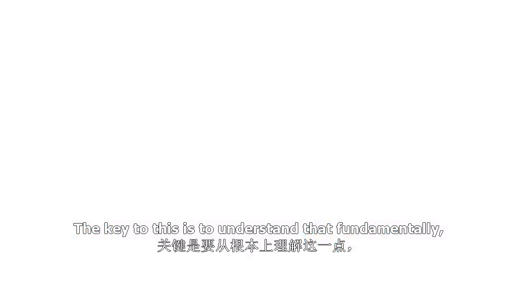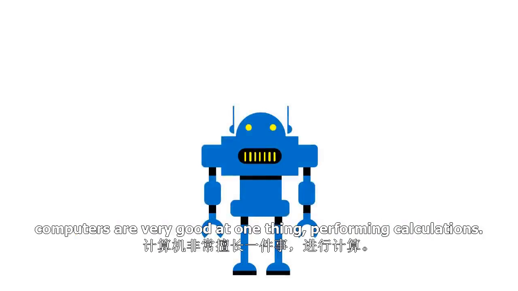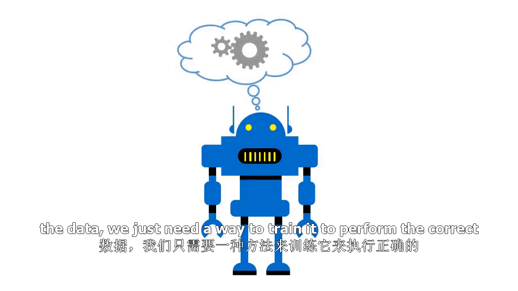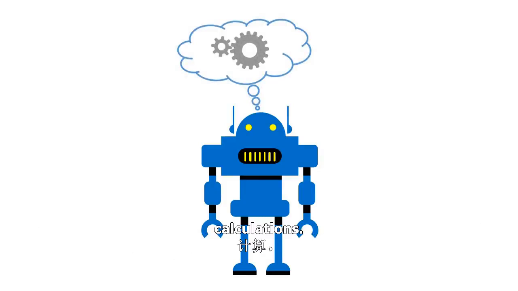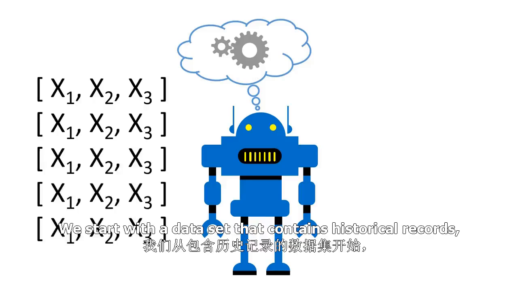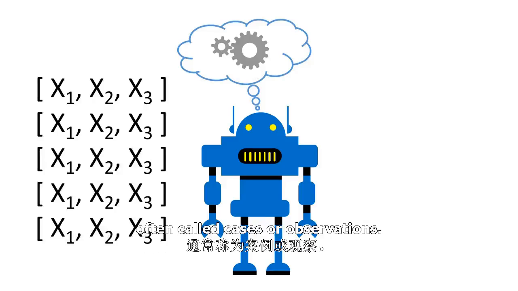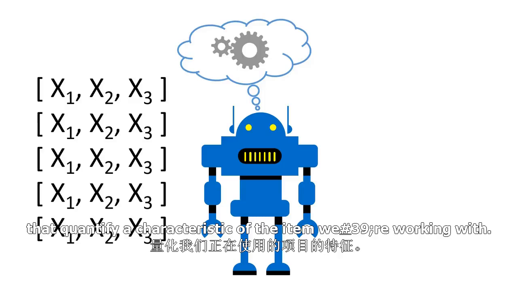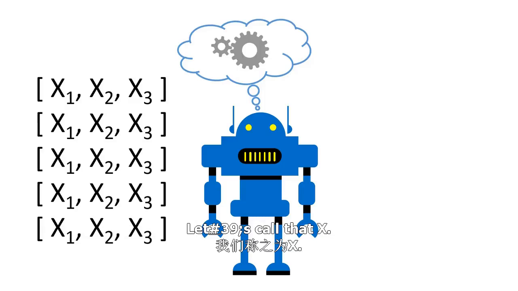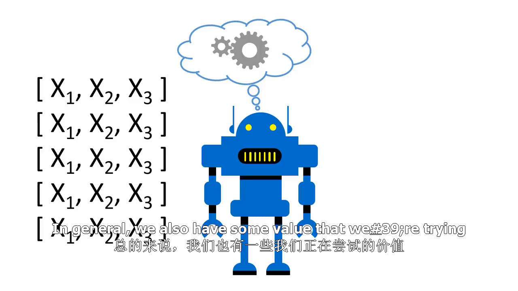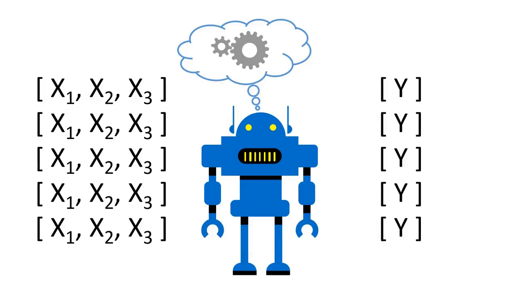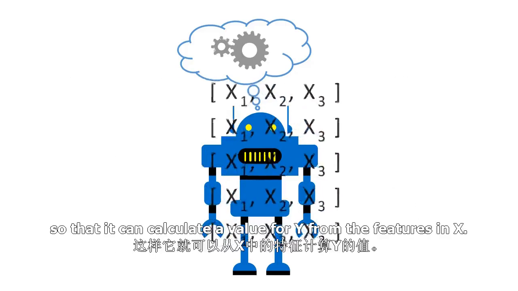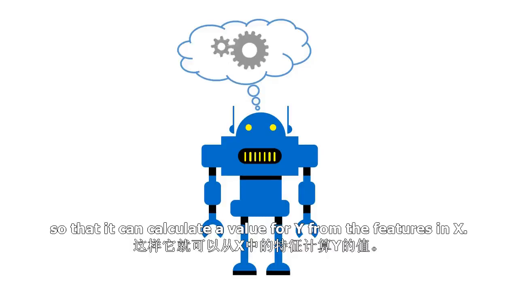The key to this is to understand that fundamentally computers are very good at one thing: performing calculations. To have a computer make intelligent predictions from the data, we just need a way to train it to perform the correct calculations. We start with a data set that contains historical records, often called cases or observations, and each observation includes numeric features that quantify a characteristic of the item we're working with. Let's call that X. In general, we also have some value that we're trying to predict, which we'll call Y. And we use our training cases to train a machine learning model so that it can calculate a value for Y from the features in X.